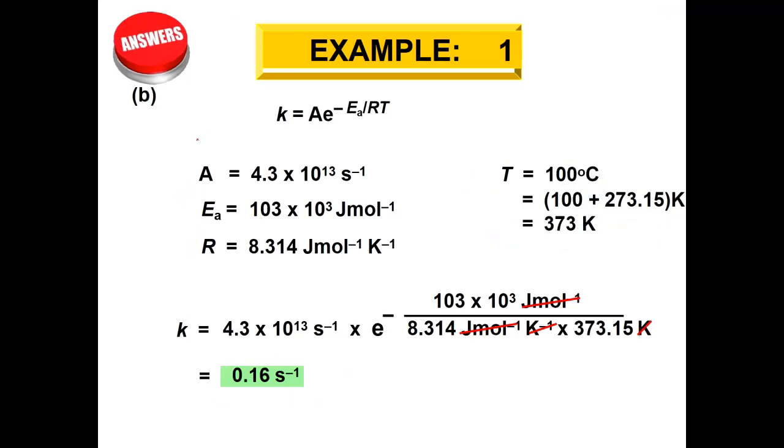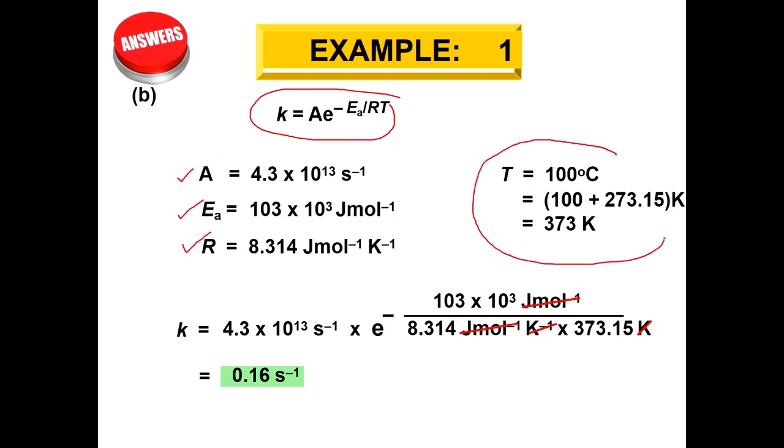Okay, for 100 degrees Celsius, we are using the same equation, the Arrhenius equation. Given A, EA, R, and T must be converted to Kelvin. Then by using the calculator, you can find your k. Your k is 0.16 s negative 1.